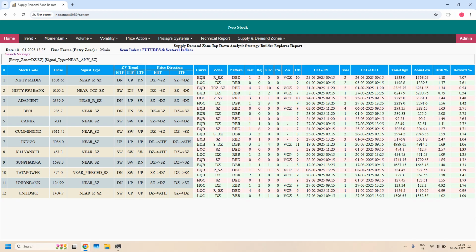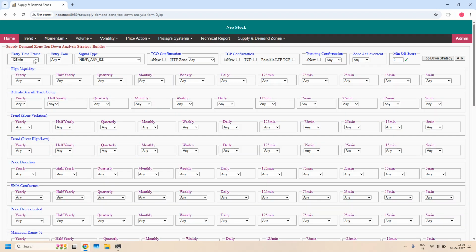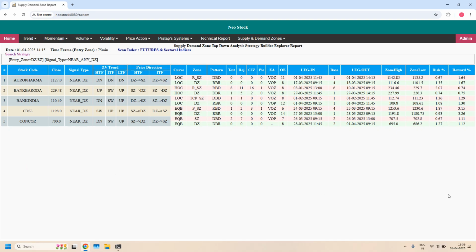Okay, next time frame is 75 minutes. Entry time frame 75 minutes. Let us find the stocks near to the 75 minutes demand zone. We got 5 stocks. Let us check any high liquidity demand zones. No. There are no 75 minutes high liquidity demand zones from this list.